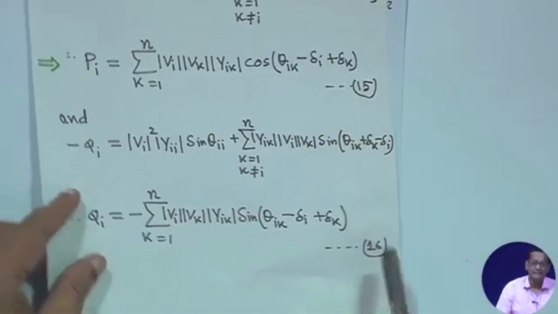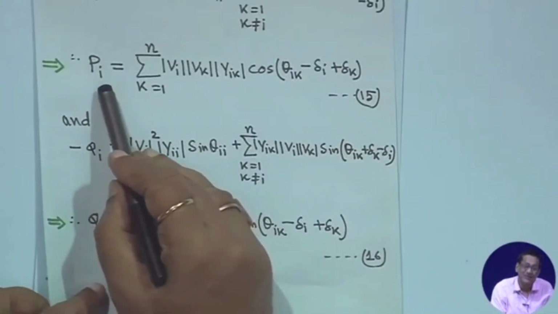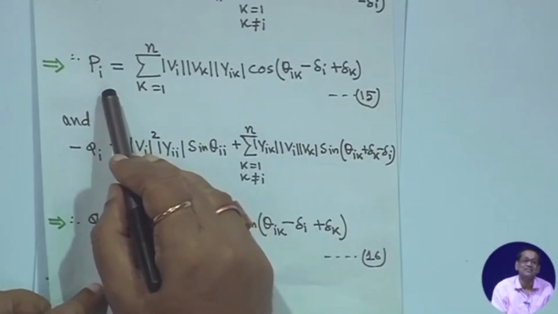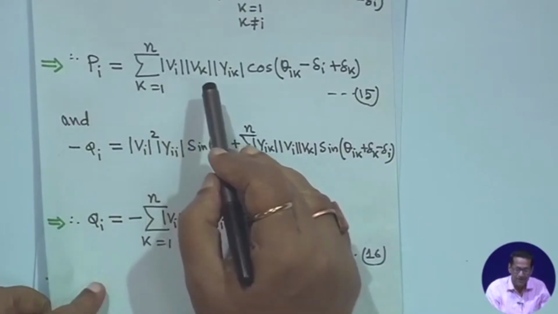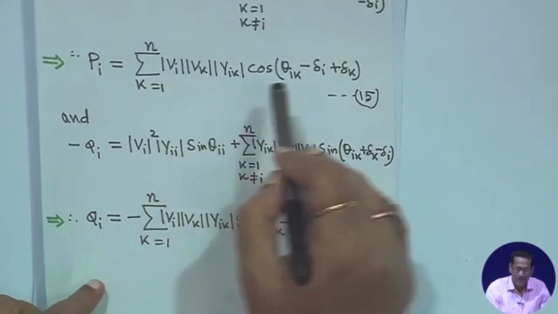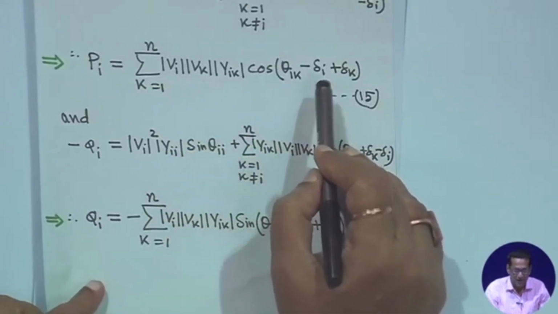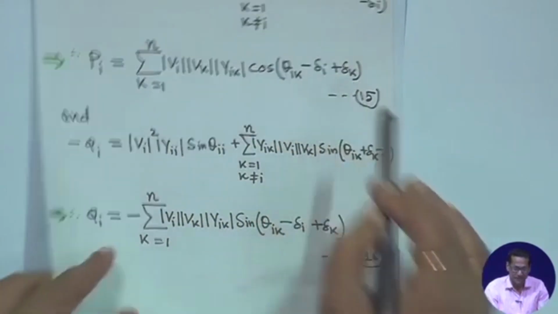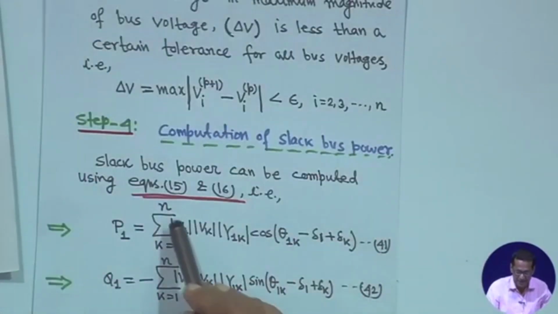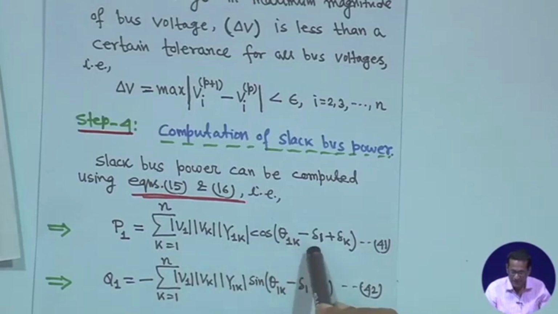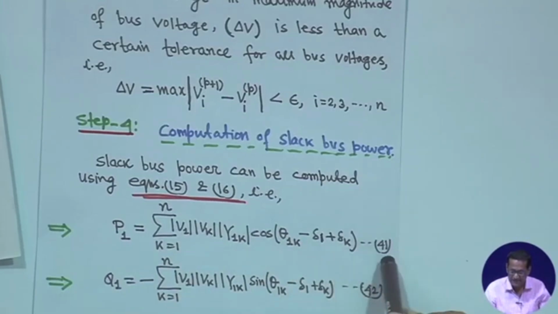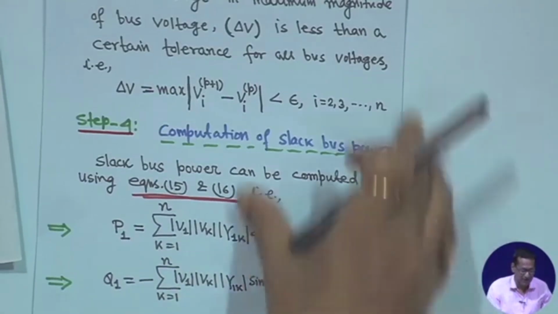This is equation 15 and this is 16. In this equation, you put i equal to 1, because the slack bus is 1. So P 1 is the sum for k equal to 1 to n of magnitude V 1, V k, Y 1k, cos of theta 1k minus delta 1 plus delta k. This is equation 41 we are marking.